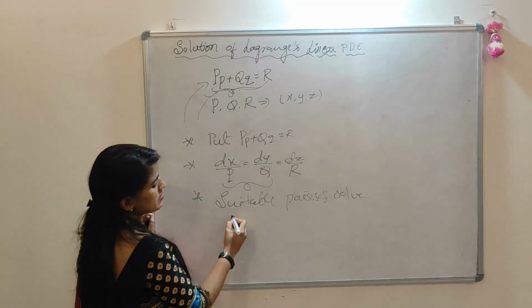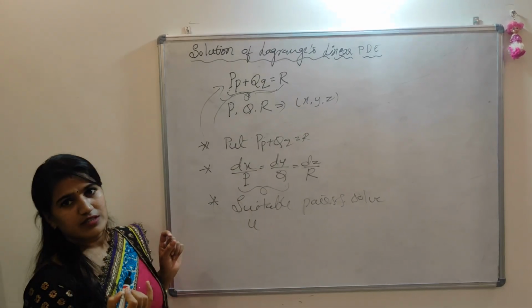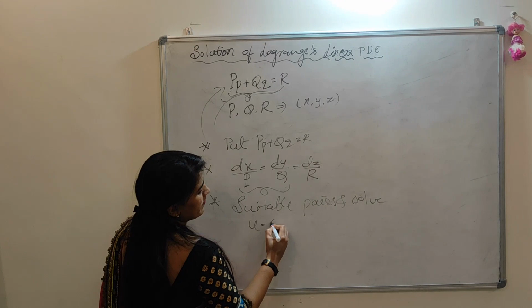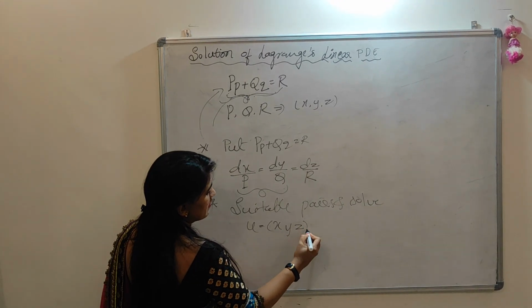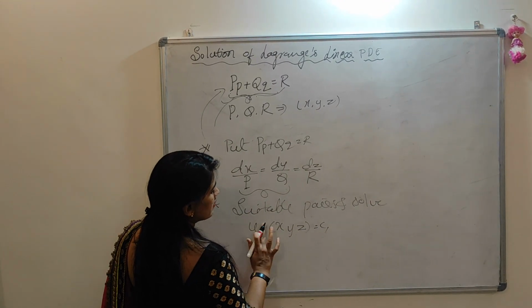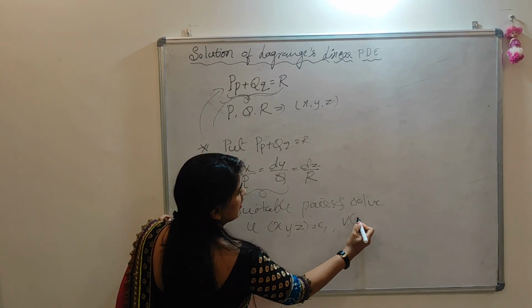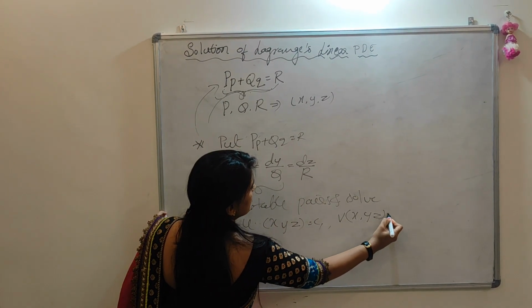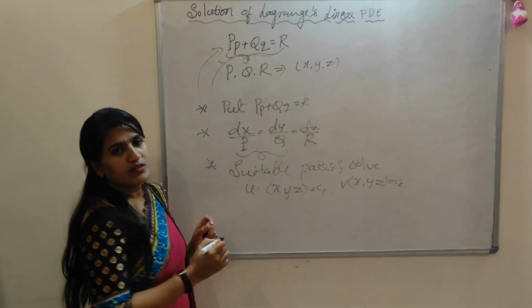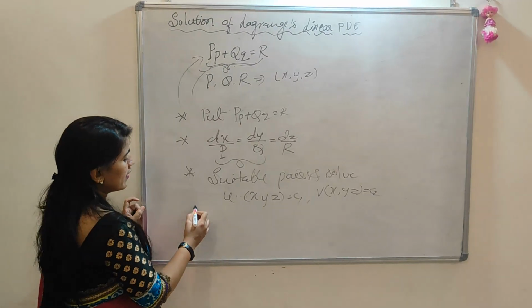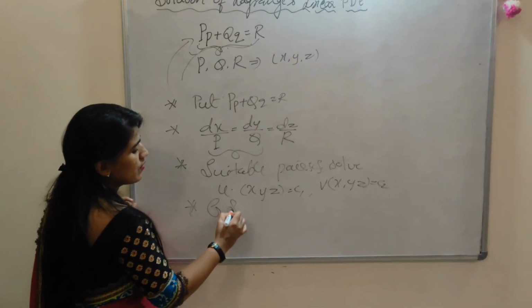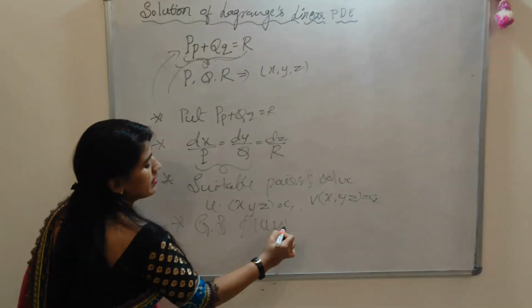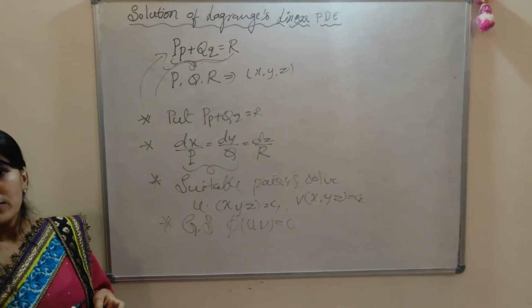When you solve this, you will get two solutions. Let u(x, y, z) = c1 and v(x, y, z) = c2 be the two solutions. Then finally the general solution is phi of (u, v) = 0. This is our working rule.